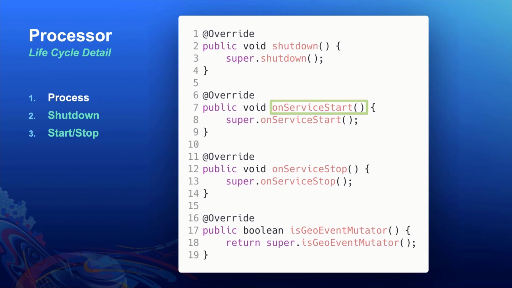On the other hand, the onServiceStop method gets called when the service is stopping. This is where you will want to clean up the processor's resources. Lastly, it is important to note that GeoEvent objects are not copied due to performance reasons. Rather, they are passed as read-only. If you plan to mutate GeoEvent objects, then you should override this method isGeoEventMutator and return true.